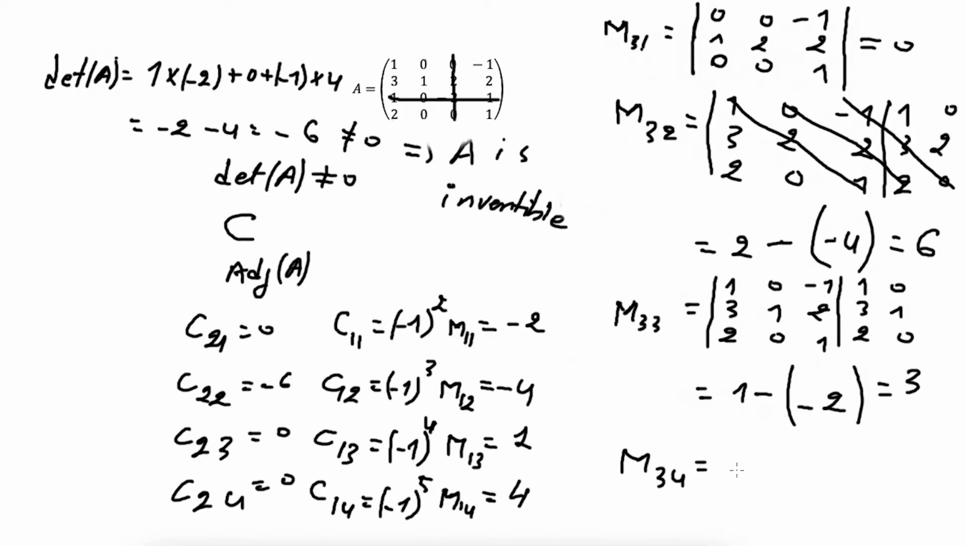M34, which is equal to, so for this element here, 1, equals this with this, so the remaining matrix will be 1, 3, 4, 1, 3, 2, and 0, 1, 0, and 0, 2, 0, 0, 2, 0.